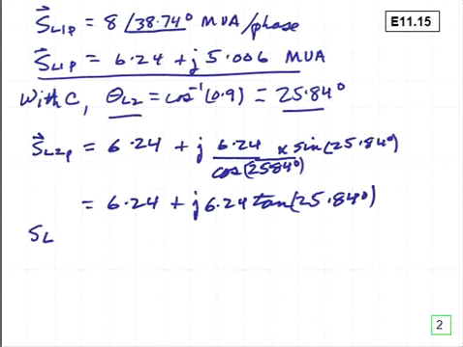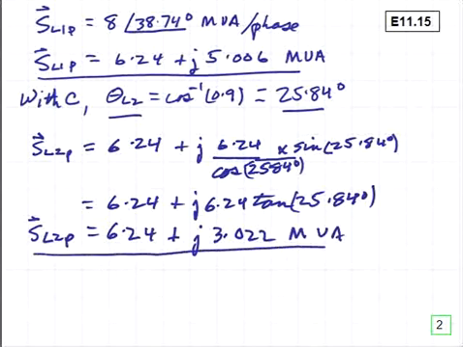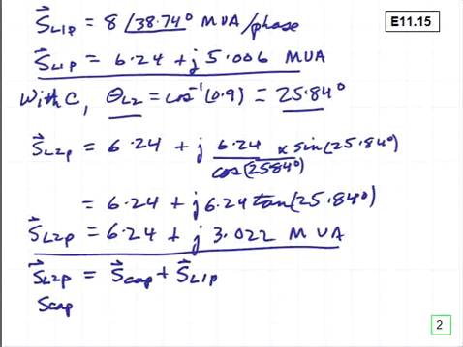And finally, we have the new complex power expression is 6.24 plus j3.022 megavolt amperes. That new complex power, SL2 per phase, is equal to the reactive power supplied by the capacitor, S capacitor, plus the original expression for the complex power, SL1 per phase. And the reactive power supplied by the capacitor will equal SL2 minus SL1.